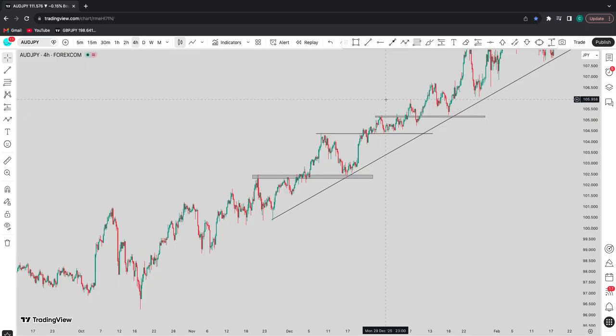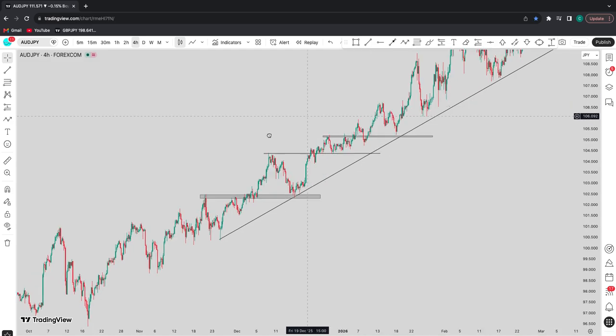So on an uptrend, you only want to be buying. On a downtrend, you only want to be selling. Do not buy on a downtrend or sell on an uptrend. No, that is how you blow your account quickly.